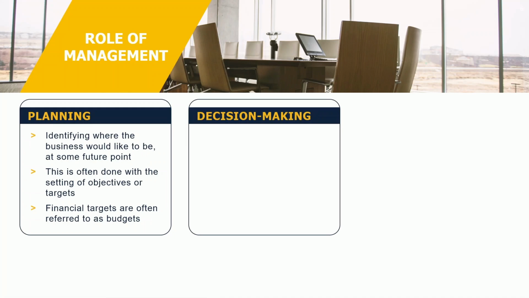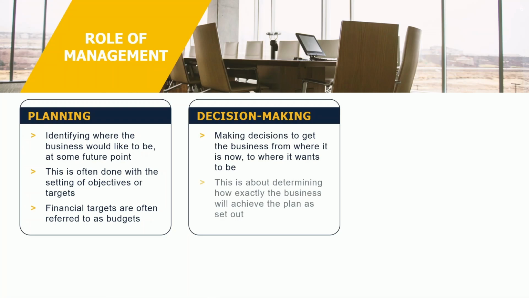Next then comes decision making. Decision making then is a core function of management that involves choosing between alternative courses of action. We need to think about where we are and where we want to go to. We'll need to think then about different strategies that we can use to achieve our plan.